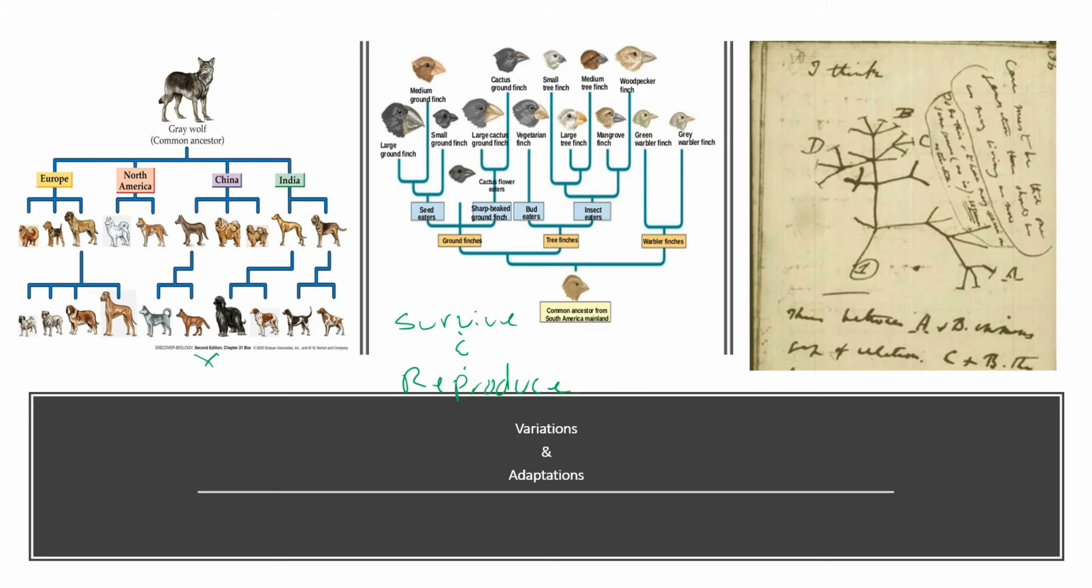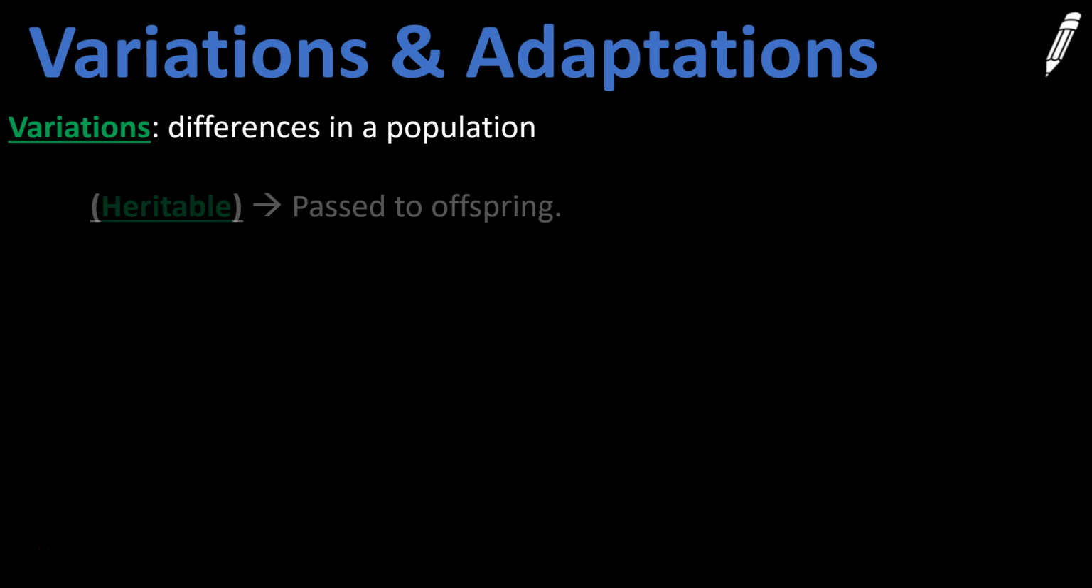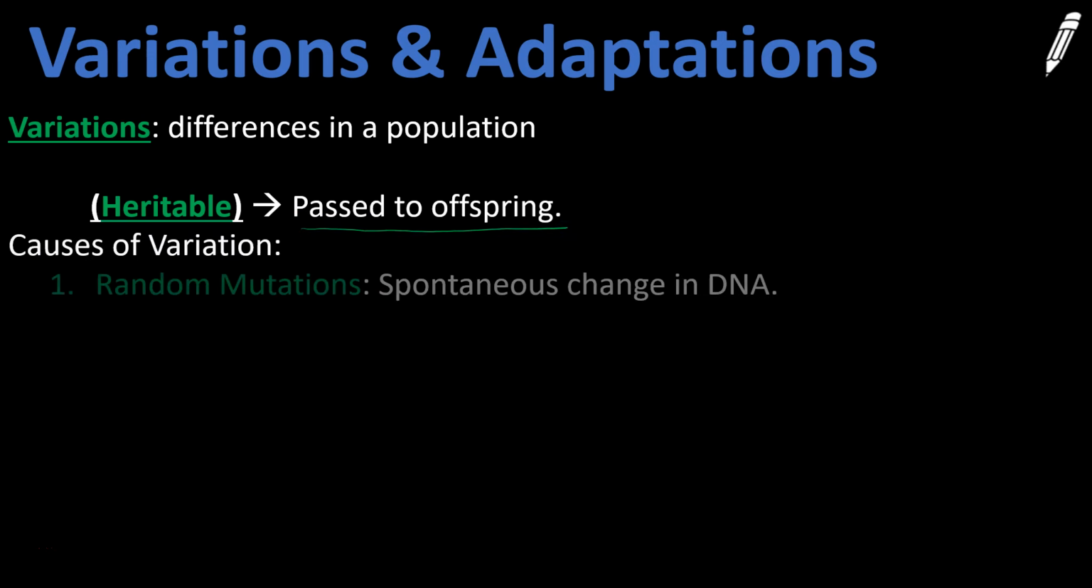Okay? Now, let's go over variations. A variation or variations are differences in a population. Variations are heritable. That means they're passed on to offspring. There's two causes for variations. The first one is random mutations, and we get those through spontaneous changes in DNA. So all the new characteristics in a population that come about, they arise through random mutations.